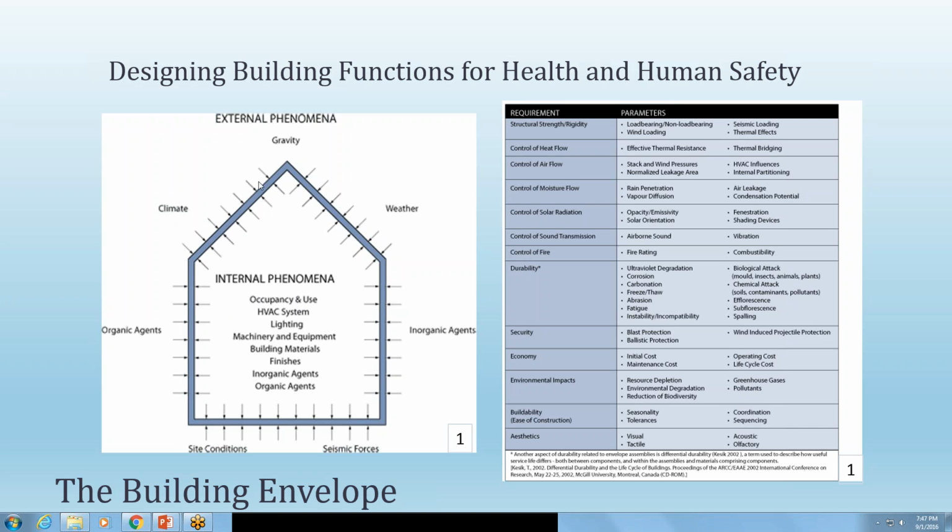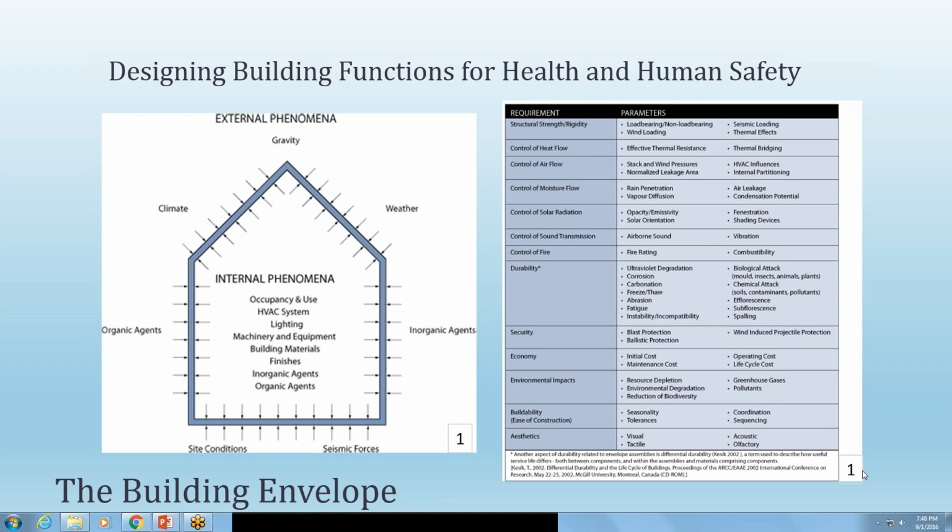We have on the outside external phenomena like climate, gravity, weather. A lot of times they'll talk about snow stacking on roofs and how that affects a building and how we have to build and plan for that. We have also inorganic agents from the exterior and organic agents such as wind and water, some inorganic. We might even have some radiation. We also have site conditions, so humidity and possible gradations in the ground and seismic forces, earthquakes, things that we have to consider when building, picking materials, and choosing their occupancy and uses.